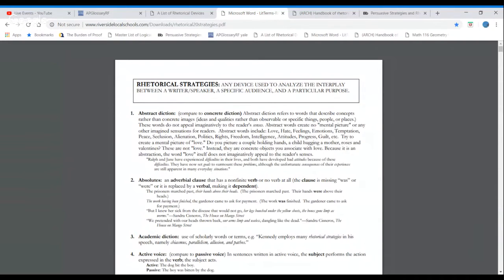Try to create a mental picture of love. Do you picture a couple holding hands, a child hugging a mother, roses and valentines? These are not love. Instead, they are concrete objects you associate with love. Because it is an abstraction, the word love itself does not imaginatively appeal to the reader's senses. Ralph and Jane have experienced difficulties in their lives, and both have developed bad attitudes because of these difficulties. They have now set goals to surmount these problems, although the unfortunate consequences of their experiences are still apparent in many everyday situations.